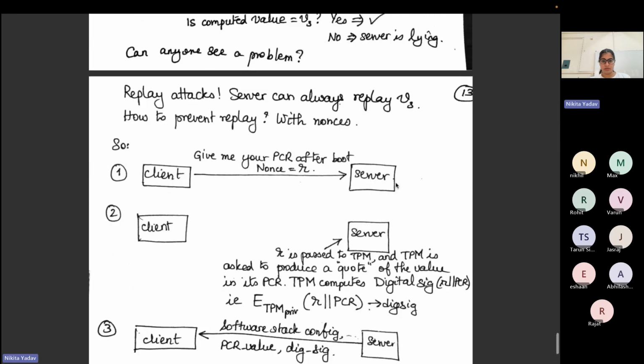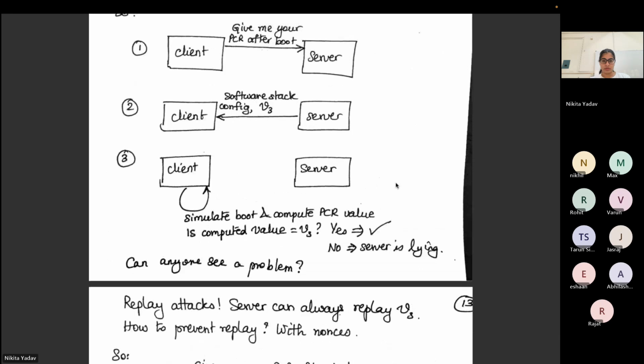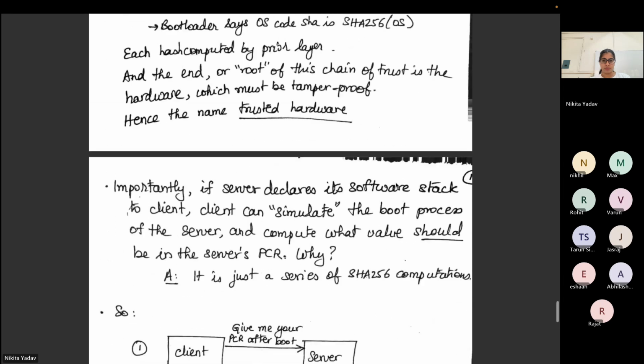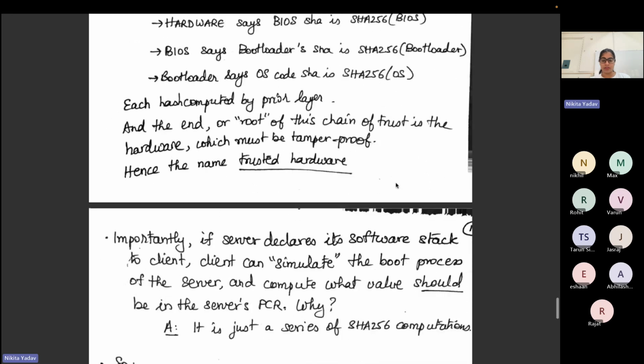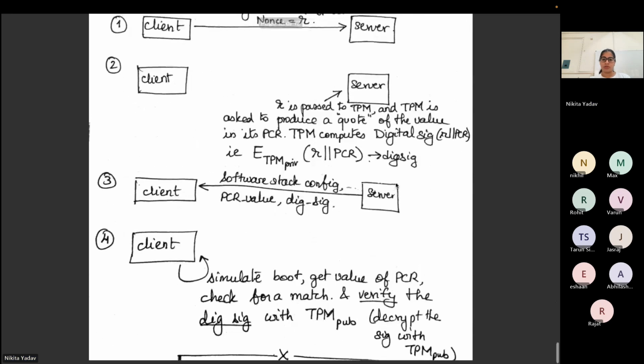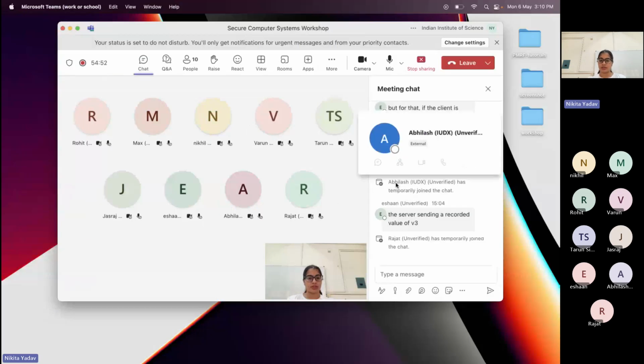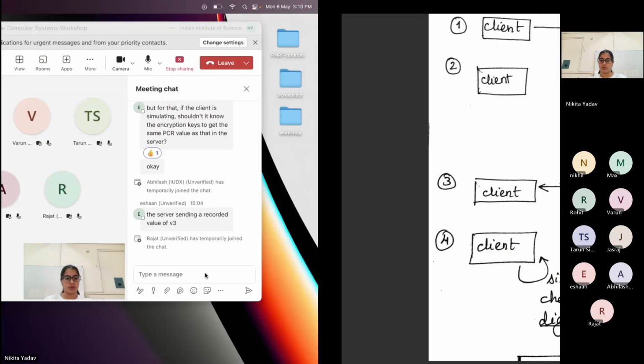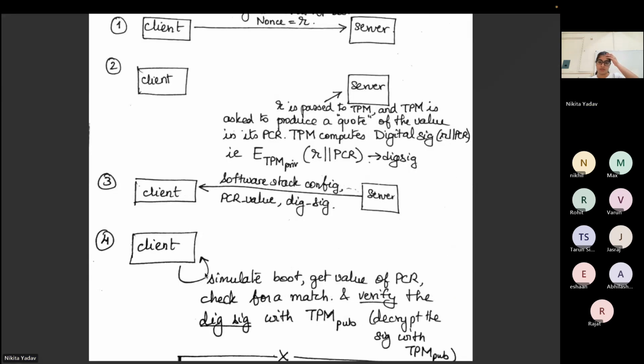So we have covered secure boot. Do you have any questions, or is everything clear?